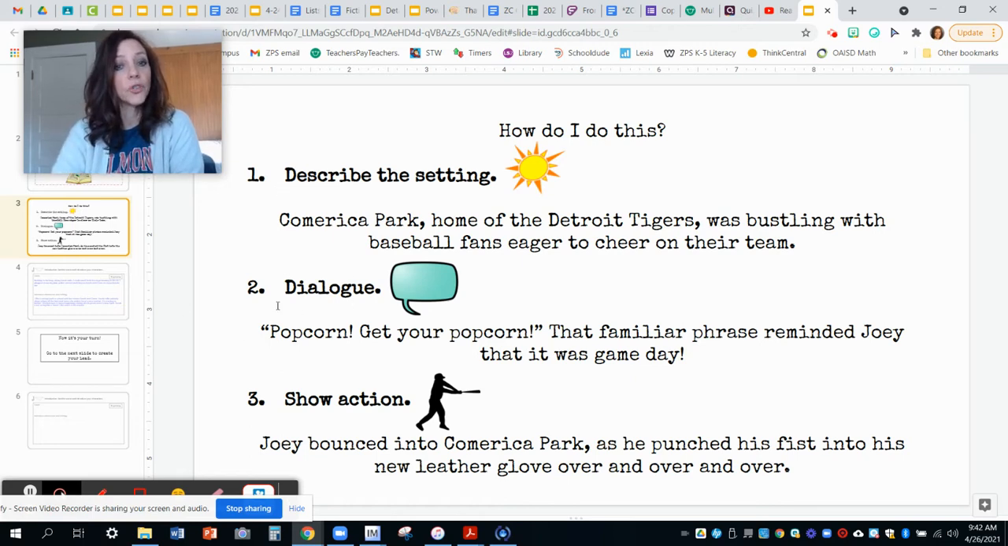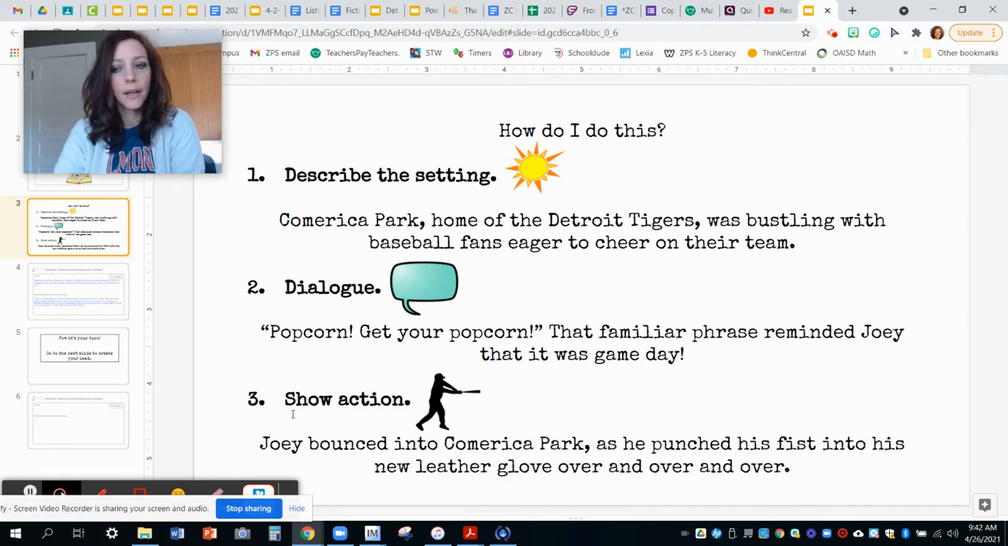You might choose to do dialogue. Dialogue is conversation. So here's how this one starts out. "Popcorn, get your popcorn." That familiar phrase reminded Joey that it was game day, right? You hear somebody talking or you have a conversation with somebody, you can start your realistic fiction with dialogue. Okay, remember those talking marks we put around, the quotation marks around when people are talking.